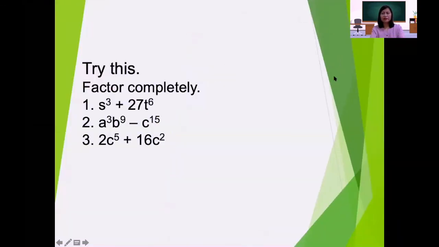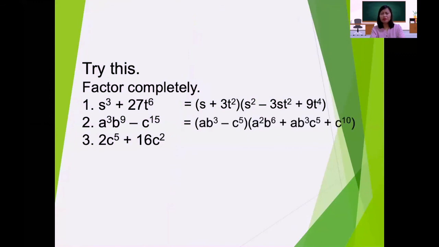Let's check. Number 1, we have quantity s plus 3t squared times the quantity s squared minus 3st squared plus 9t raised to 4. Number 2, quantity ab cubed minus c raised to 5 times the quantity a raised to 2, b raised to 6 plus ab cubed c raised to 5 plus c raised to 10. And number 3, we have 2c squared times the quantity c plus 2 times the quantity c squared minus 2c plus 4.